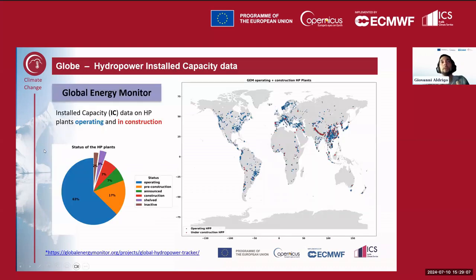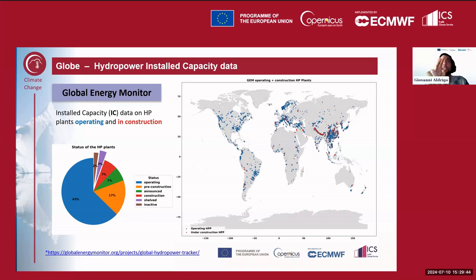So the installed capacity at plant level is made available, for example, by the Global Energy Monitor dataset. It's a nice dataset. It has all the major power plants around the globe, and you can see an example here to the right of operating plants and plants that are in construction. And this dataset is really useful to see how the plants are distributed within one country. And this is the main point here.